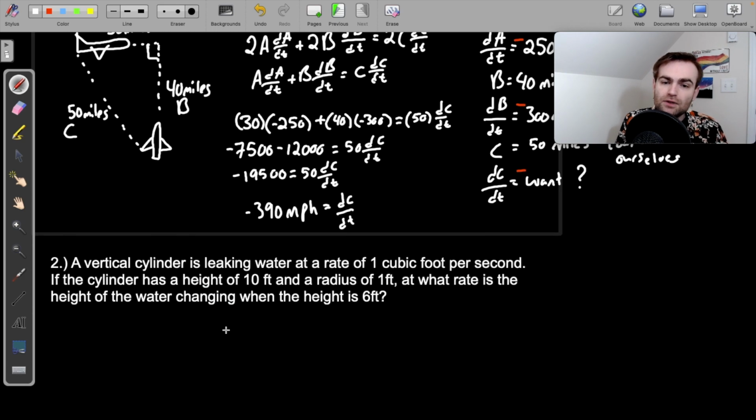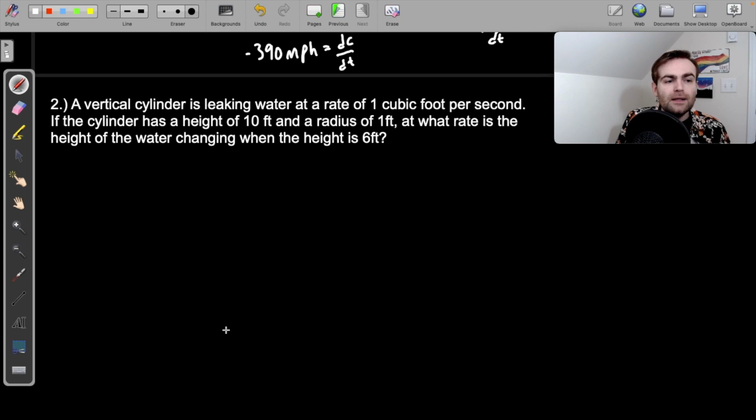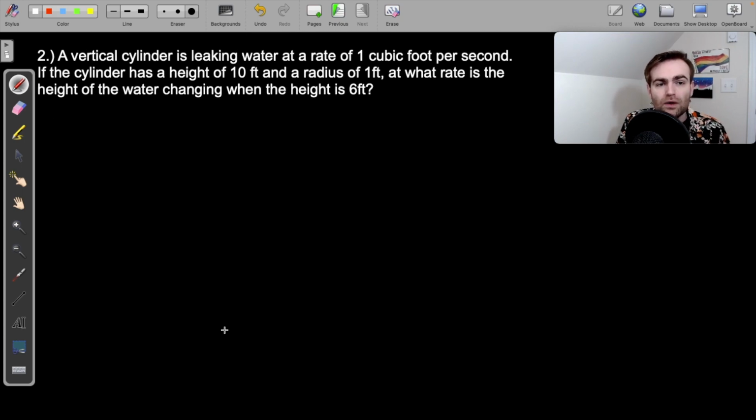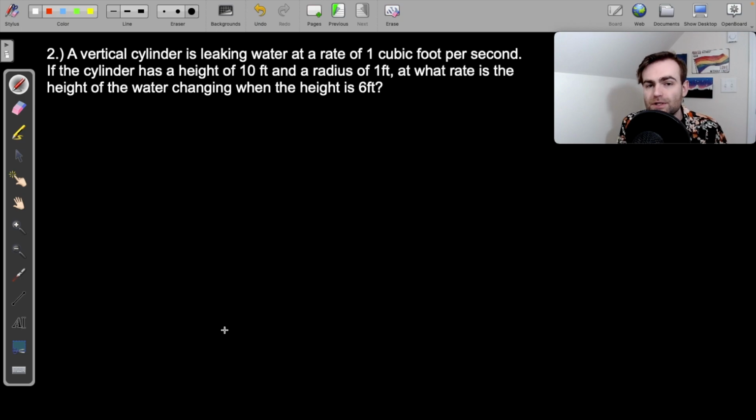Next up is another challenging one. So we have a vertical cylinder, and it's leaking water at a rate of 1 cubic foot per second. If the cylinder has a height of 10 feet and a radius of 1 foot, at what rate is the height of the water changing when the height is 6 feet?